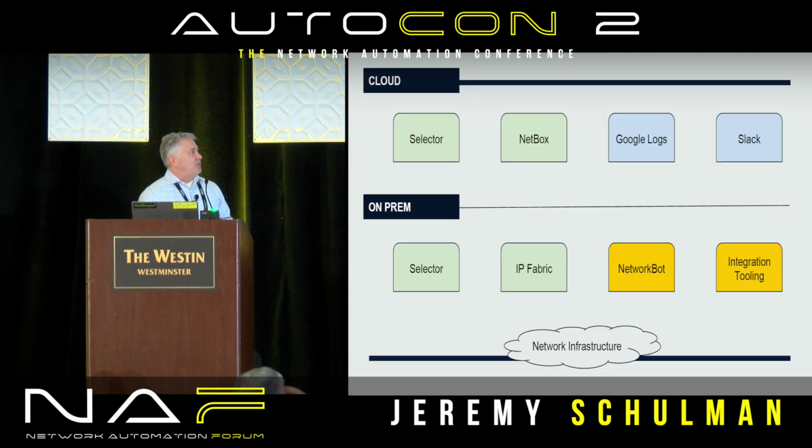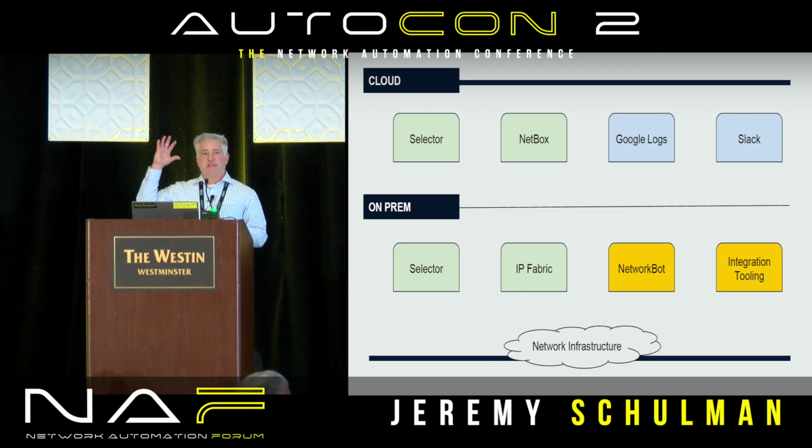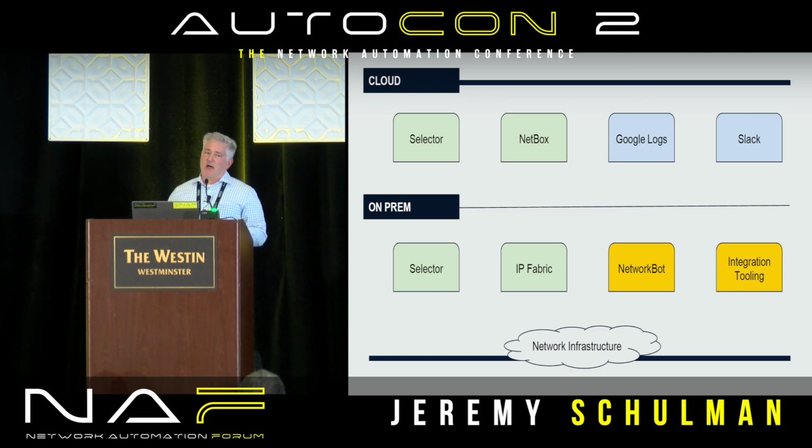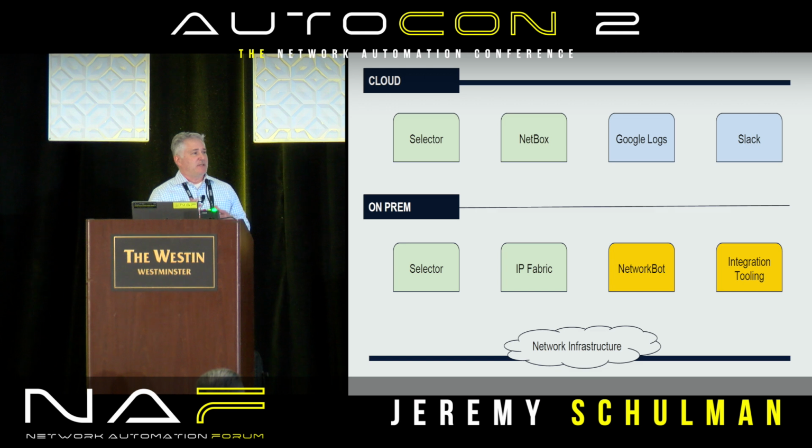So this is how we've arranged our stack, if you will, and I'm going to go from left to right here. We have Selector AI that runs in the cloud because it's a big AI processing machine, and that has to run in a big cloud environment. But we also have software that runs on-prem because that software has to connect to the devices for streaming telemetry and collecting metrics and interfacing with other systems like, say, IP Fabric. We run NetBox in the cloud. We've been running that for, like I said, many, many years.